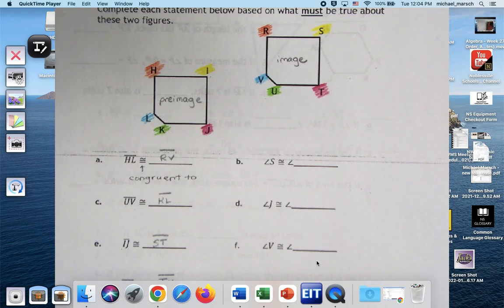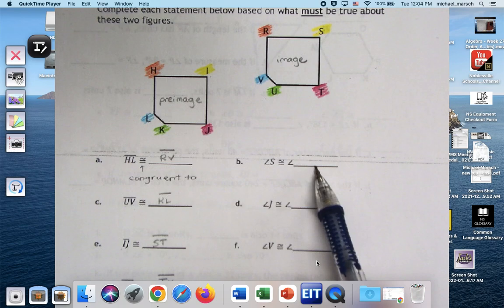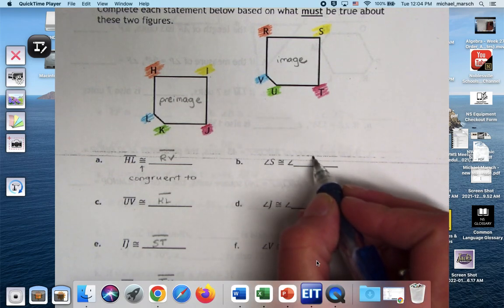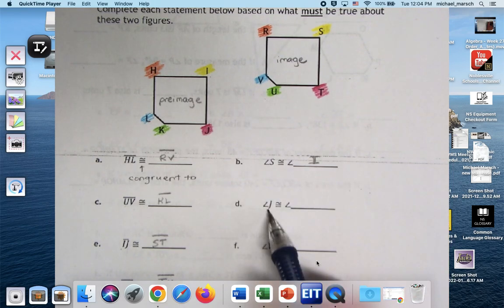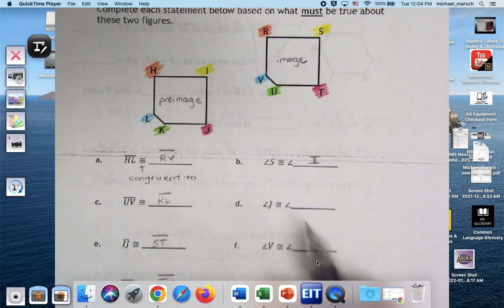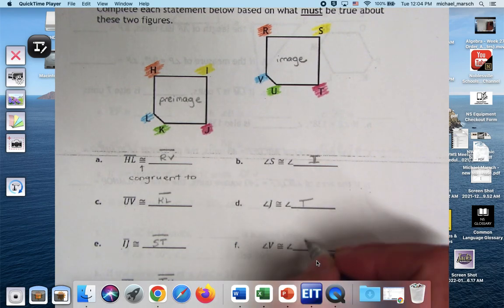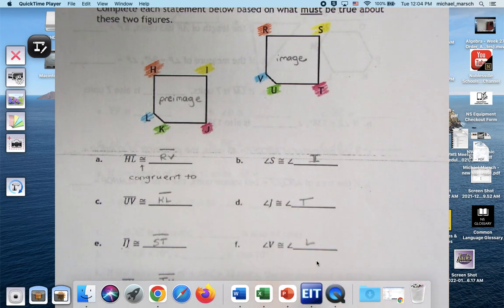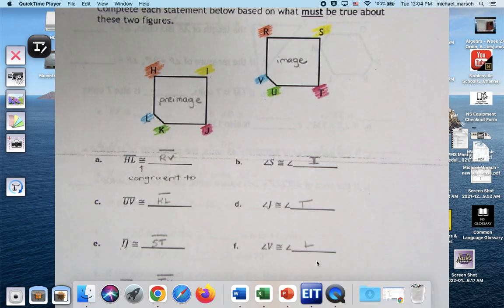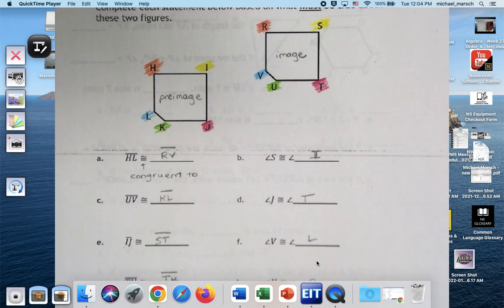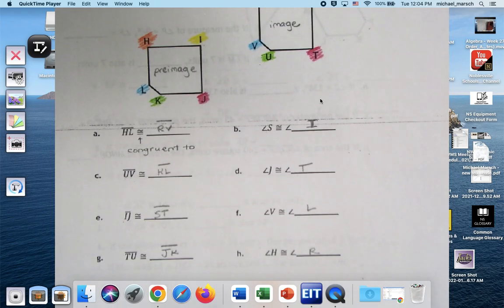So really quick, angle S corresponds to what angle? I. They're the same color. Angle J corresponds to T. V corresponds to L. And H corresponds to R. Okay, we'll stop right there. We'll pick up here tomorrow.